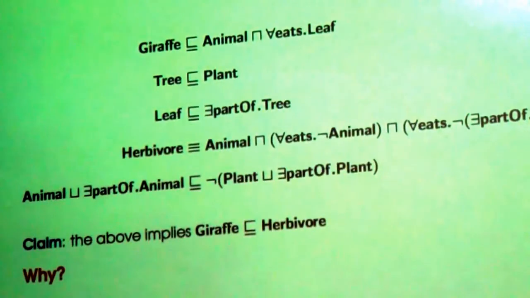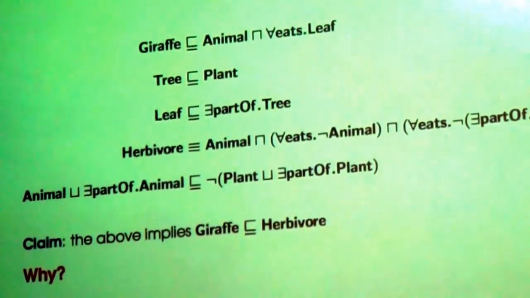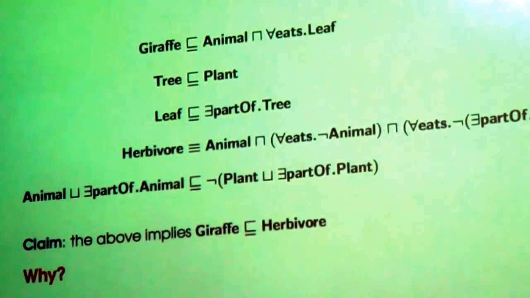No, because giraffe is an animal, and then the animal who eats leaf, it is the animal who eats not animal, and who eats not plant animal. Okay, so you think it's good? Classes. Well, no, I mean giraffe is not equivalent to herbivore, but... No, I mean the class is something who eats leaf, yeah, and something who eats not animal and not a part of animal. Okay, so they're not equivalent, but there is a subsumption.